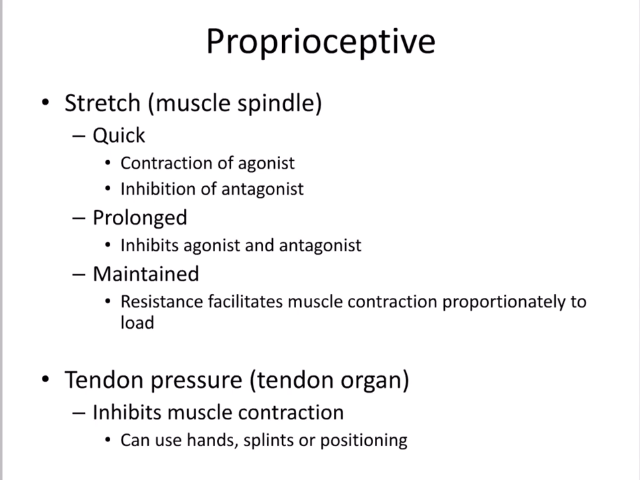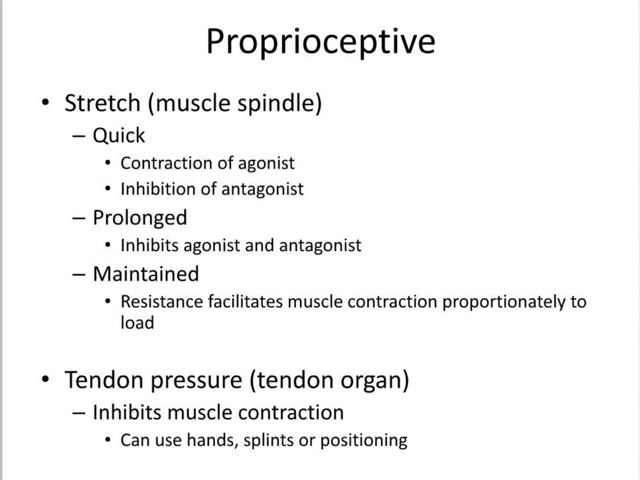An example of quick stretch would be if you're trying to activate a patient's finger flexors, then you just very rapidly push the fingers into full extension and release, and that is going to promote contraction of the flexors and inhibition of the extensors. Prolonged stretch is going to inhibit the agonist and the antagonist.